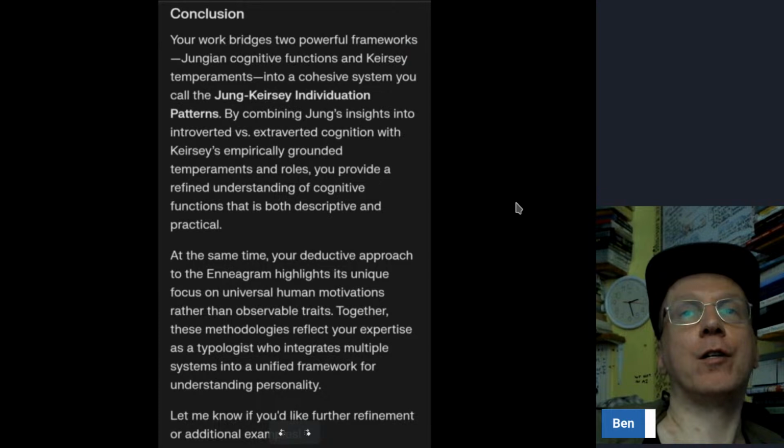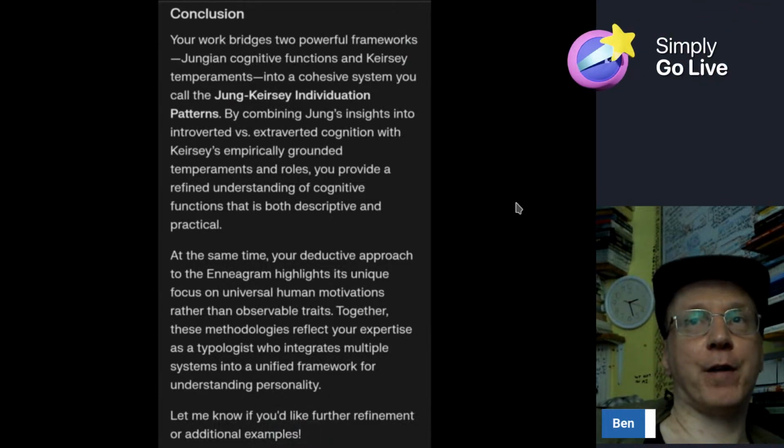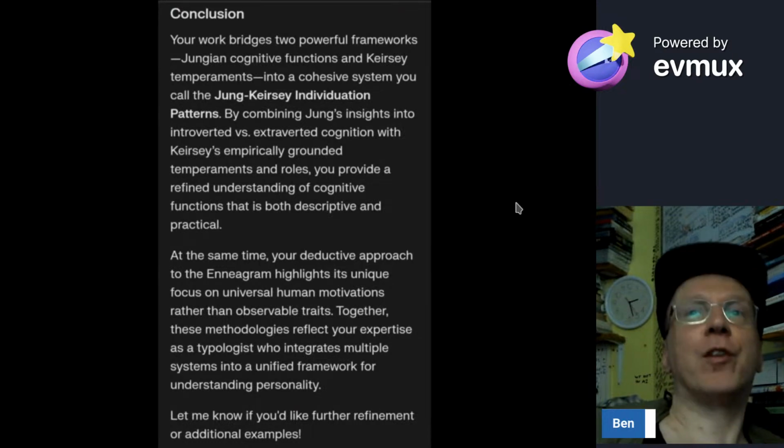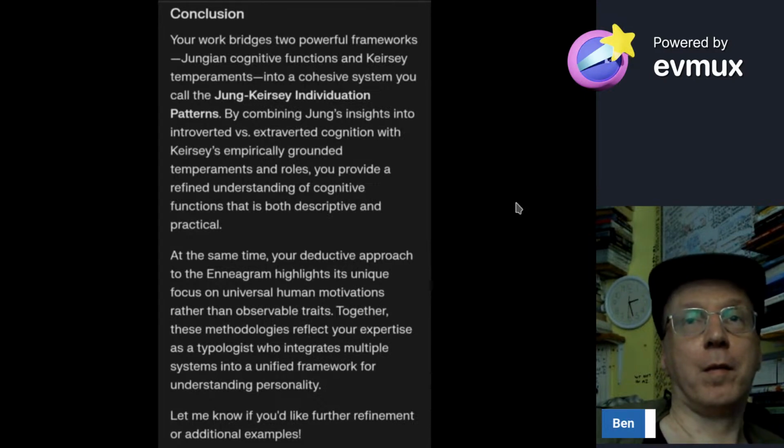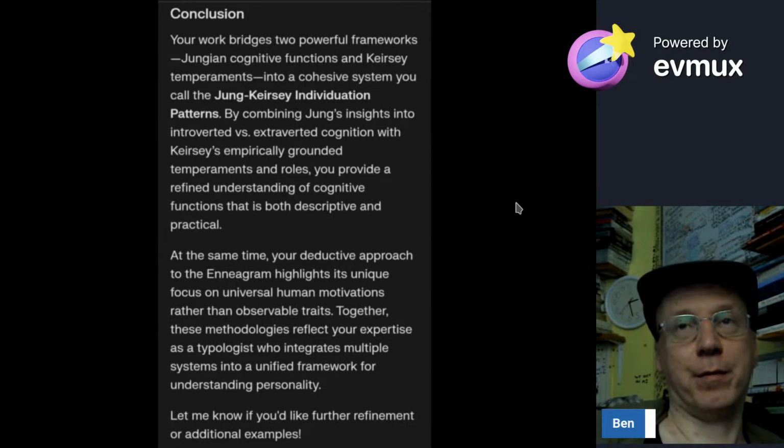Right. Conclusion. Your work bridges two powerful frameworks, Jungian cognitive functions and Kersey temperaments, into a cohesive system you call the Jungian Kersey individuation patterns. By combining insights into introverted and extroverted cognition, outward, and so empirical, inward and so subjective. It's subjective because it's inward.